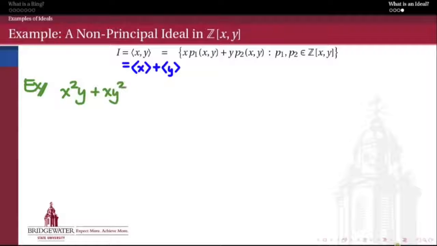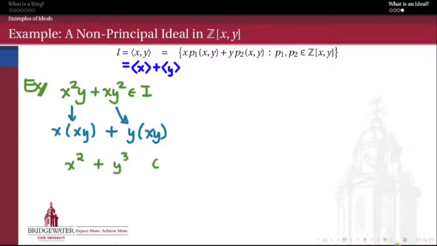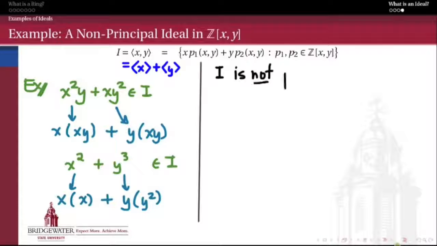First of all, what does this ideal look like? Well, it's going to consist of everything which is the sum of a multiple of x and a multiple of y. So for instance, x squared y plus x y squared belongs to this ideal, because it's x times xy plus y times xy. x squared plus y cubed belongs to this ideal because it's x times x plus y times y squared. So x times a polynomial plus y times a polynomial. That's what the elements in this ideal look like. But the claim is that this is not actually a principal ideal.